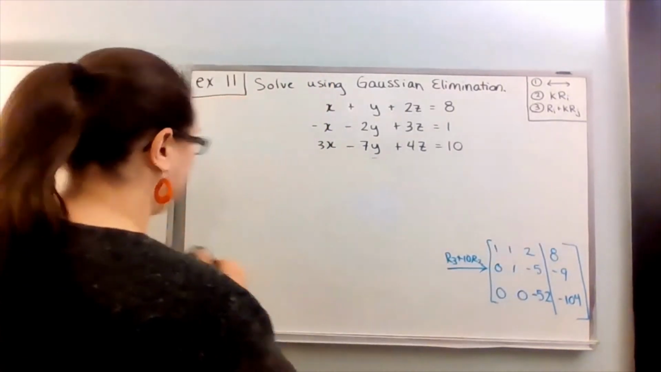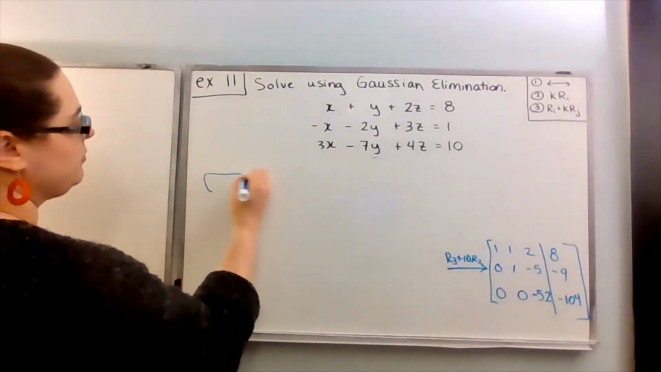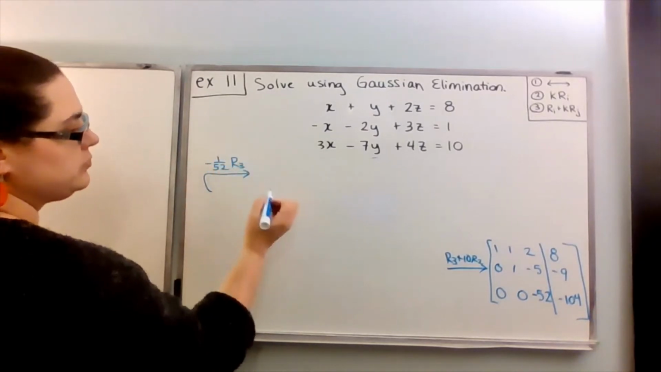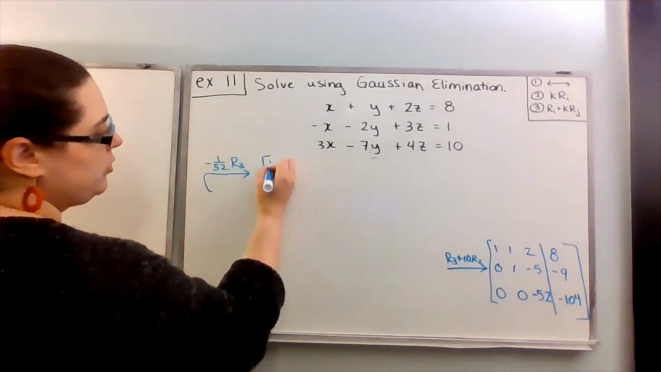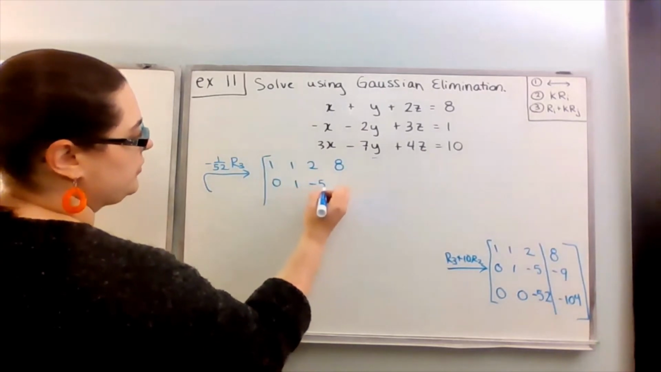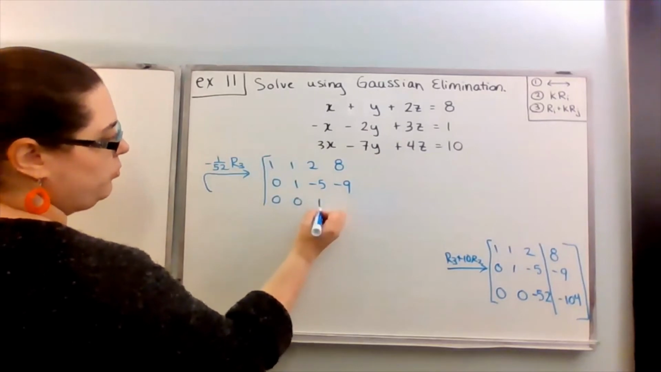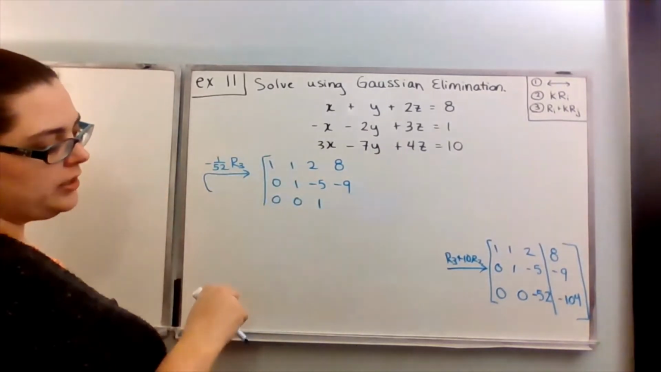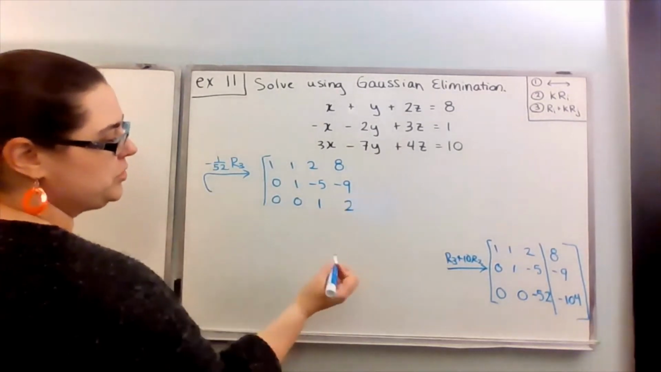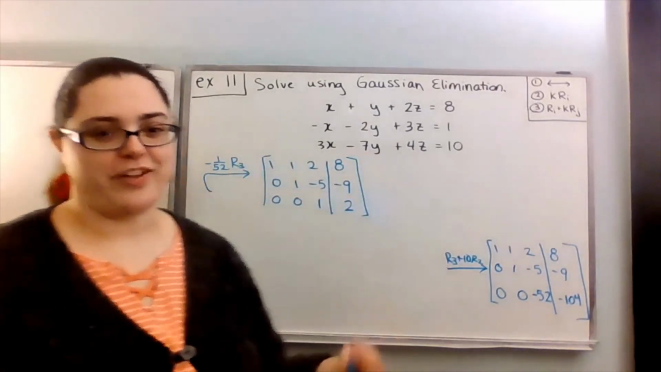And I need that matrix so I know what my values are going to be. All right, so coming from the bottom, we're now doing negative 1/52 row 3. 1, 1, 2, 8, 0, 1, negative 5, negative 9, 0, 0, 1, and negative 104 divided by negative 52 is just 2. So that worked out nicely. We got an integer value again.